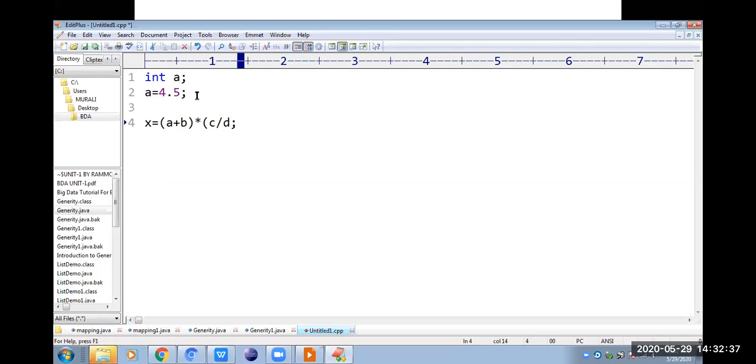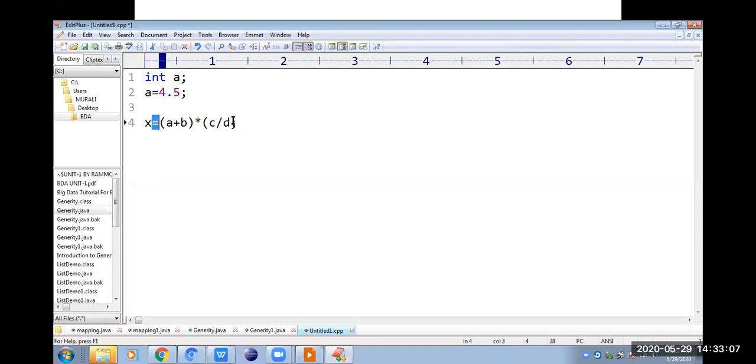Syntactically, how do we write a formula? What is the rule for writing a formula? On the left side, the output variable will be there. The left variable is equal to the right side, where we write the expression. Left side we have the variable name, the assignment operator is there, and on the right side we have the expression. Syntactically it is okay. LHS is there, RHS is there, and the assignment operator is there.